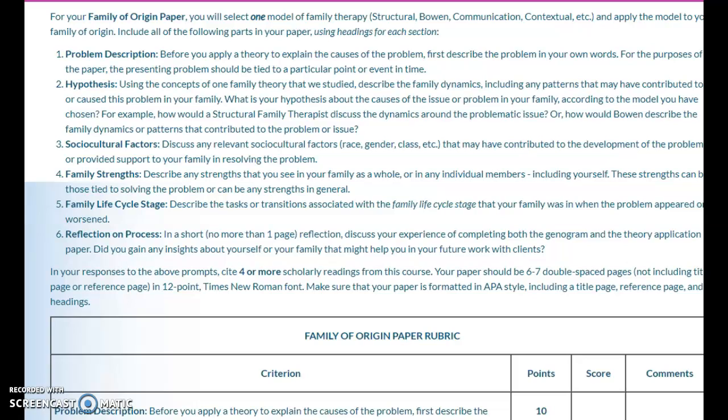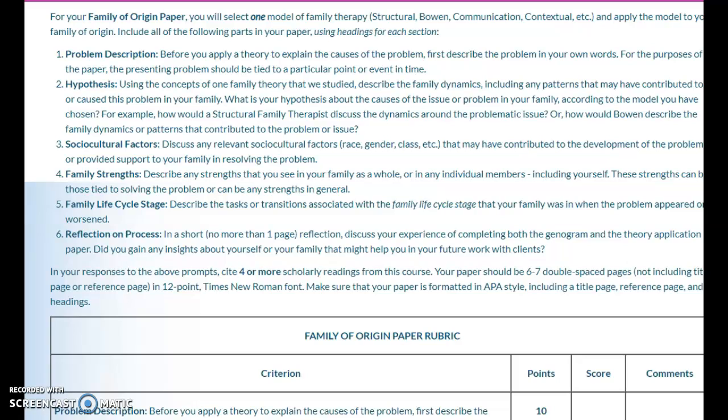Then for the fifth section, you'll be referencing your knowledge of the family life cycle. There was an article that we reviewed early on, I believe it was week 1, regarding family life cycle. This is where it would be most helpful for you to have chosen a problem which is an isolated incident or a point in time, because in this section you're going to identify which family life cycle stage your family was in at the time and how that may have impacted the problem.